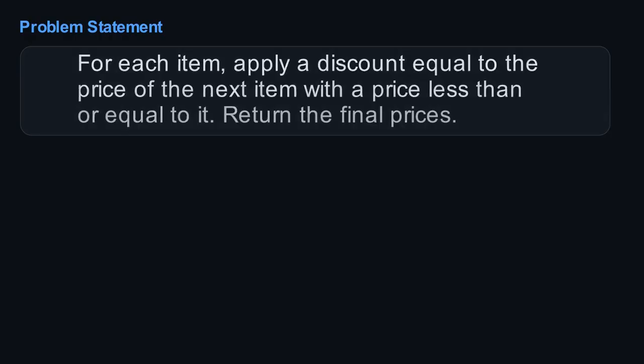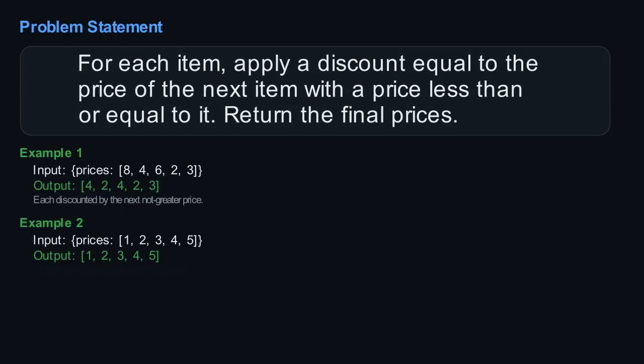Given an array of prices, for each item i, we need to find the first item j that appears after i such that its price, prices[j], is less than or equal to prices[i]. If such an item j exists, the final price for item i will be prices[i] minus prices[j]. Otherwise, the item i is sold at its original price. The task is to return an array of these final prices.